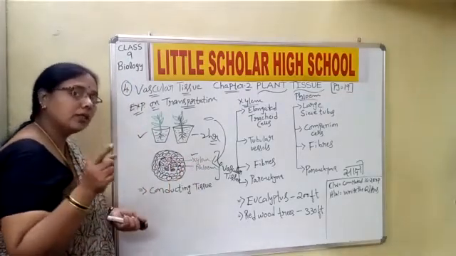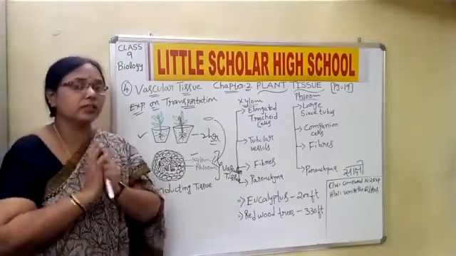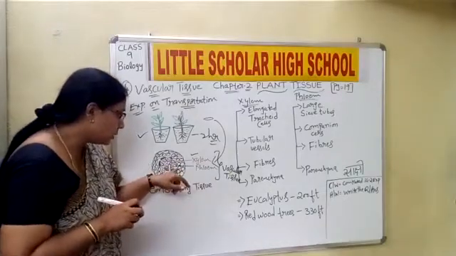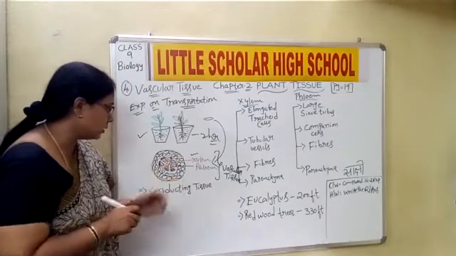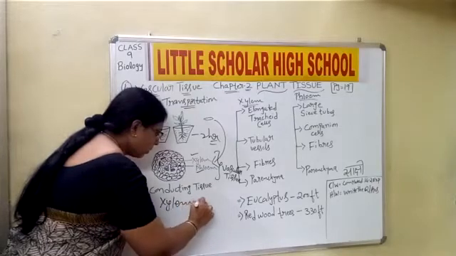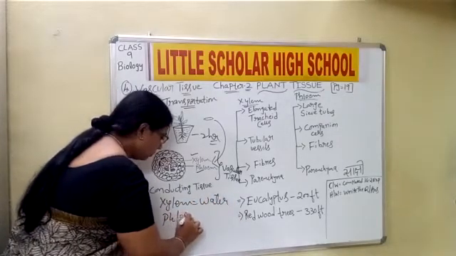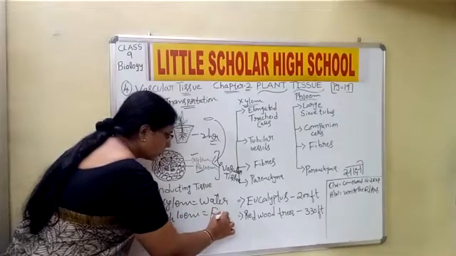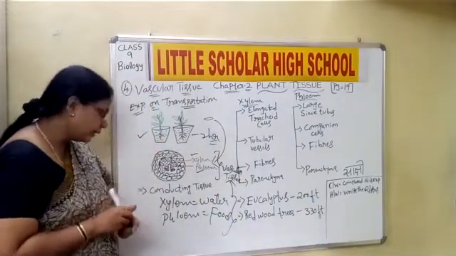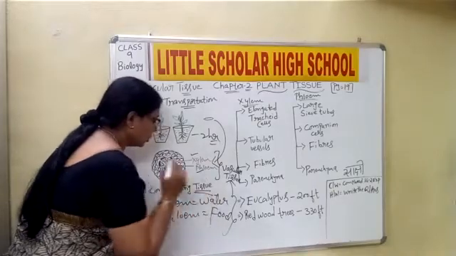Yes or no, children? So these red colored parts are nothing but the xylem. That means the transportation of water is taking place through xylem, and the adjacent cells are the phloem. That means xylem is for water and the phloem is for food. Together we refer to it as vascular tissue, and hence vascular tissues are also referred to as conducting tissues.